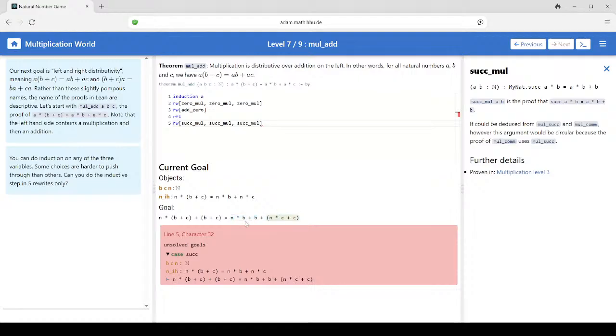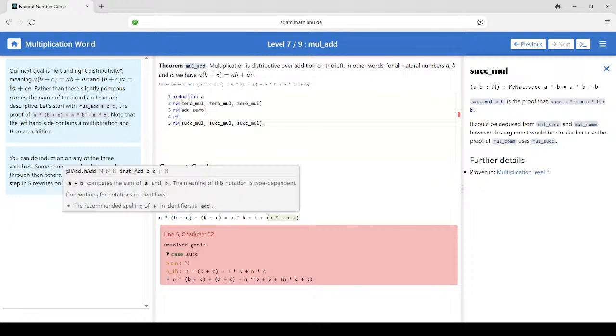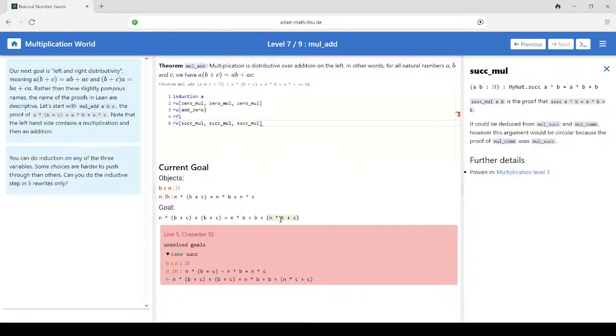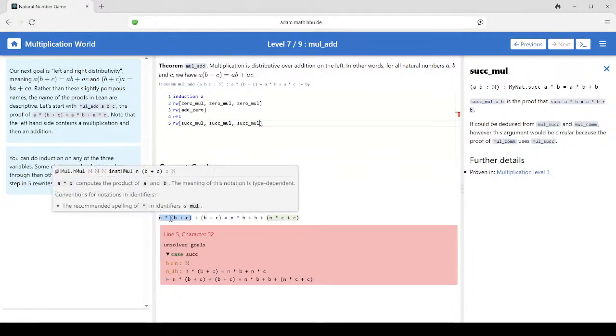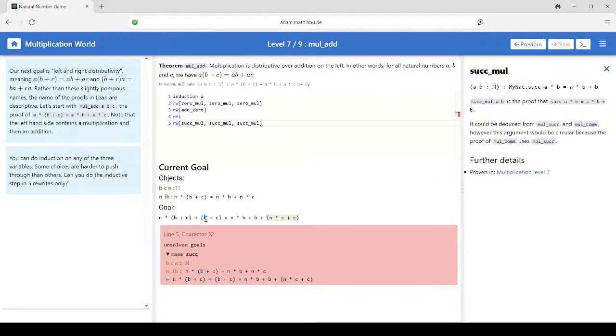Now if we just had a way to turn the n times b, we have b by itself, we have n times c, and we have c by itself, which we do have over here. We have n times b and n times c, and then we have a b by itself and a c by itself, which is this one and this one. So we're closer than I thought I was.